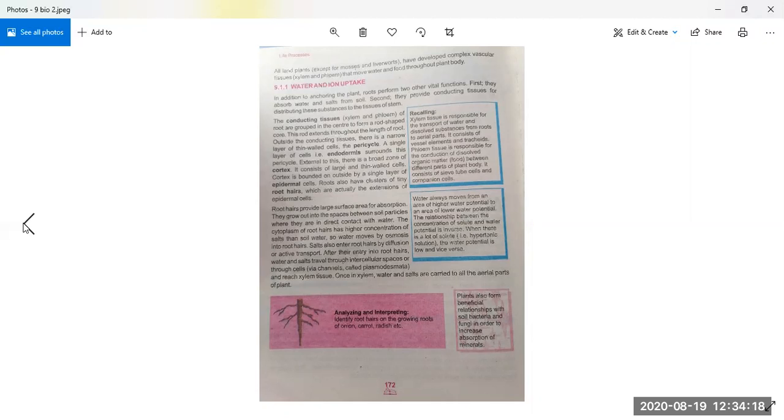The second part of the internal structure of the root is pericycle. So after the conducting tissues, outside the conducting tissues there is a narrow layer.